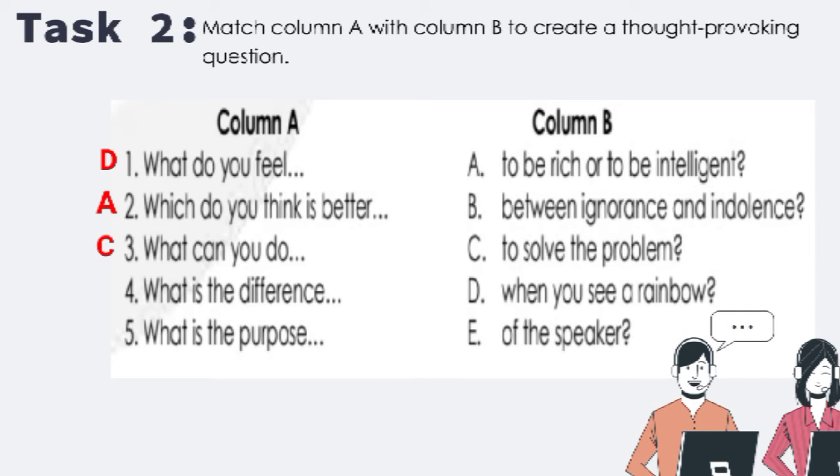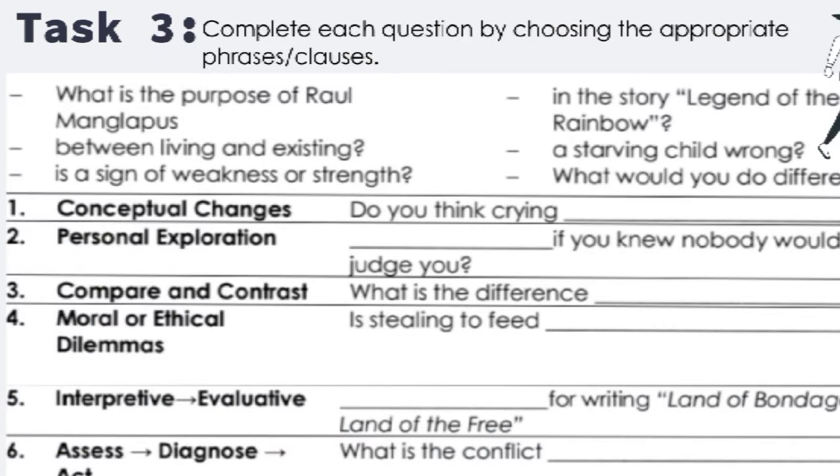3. What can you do to solve the problem? So C. 4. What is the difference between ignorance and indolence? It is B. And for 5, what is the purpose of the speaker? Letter E. Now, for task 3, you are going to complete each question by choosing the appropriate phrases or clauses.